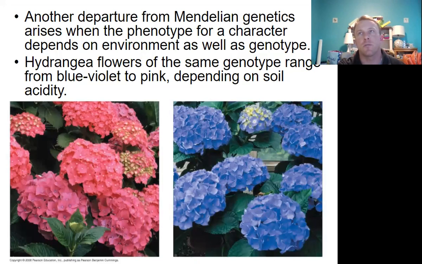Another departure from Mendelian genetics arises when the phenotype of a characteristic depends on the environment as well as the genotype. Hydrangea flowers of the same genotype range from blue-violet to pink, depending on the soil's acidity. Okay, you don't need to write that down, but just think: environmental factors do mess with organisms and bring out certain traits.